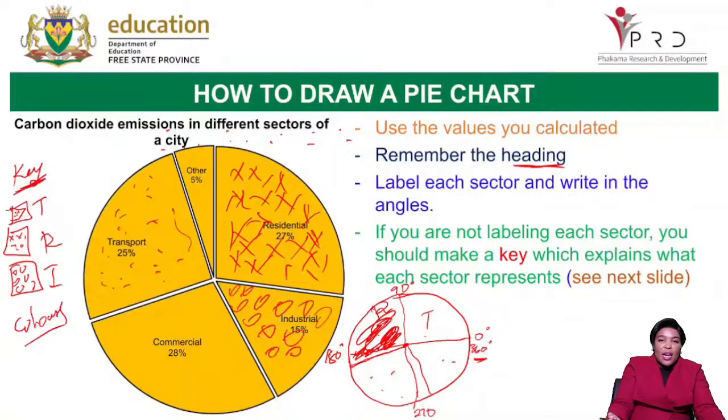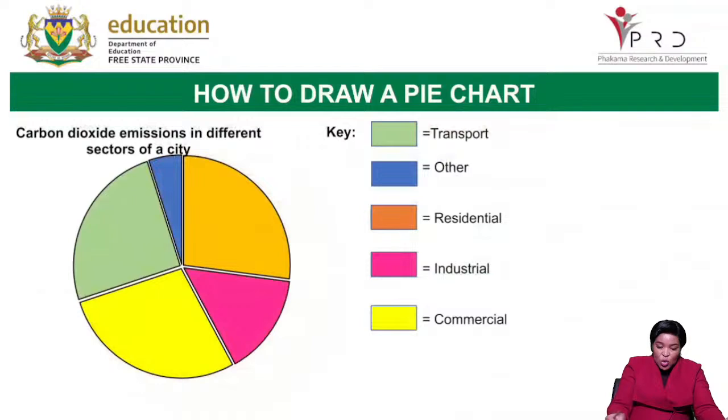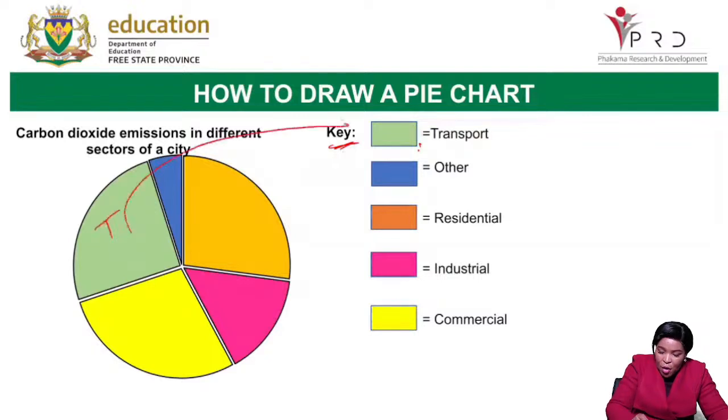Please make sure that you collect all the 6 marks also on your pie chart. So this will be your pie chart of colors. If you use the key using the colors, then we know this green color represents transport. You see, this is transport. You did not write it, but we can get it from the key. The blue one is other, which is 5%. Residential is this one. Then this one is industrial. Then commercial is this one.